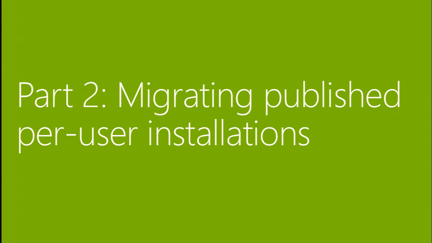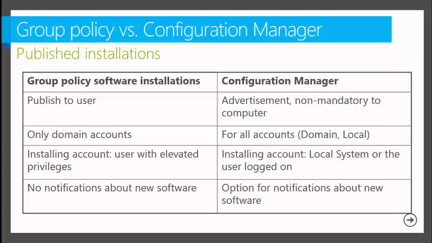Okay, finally to the second part, which is about migrating published per user installations. A quick comparison between the GPO-based software installations and config manager. On GPO-based software installations, we publish to user, but on config manager, we had advertisement which could be non-mandatory to computer, or we can also advertise to users. With group policy-based software installations, we can use only domain accounts. With config manager, if we publish to computer, any user account, local accounts as well, can install the program.